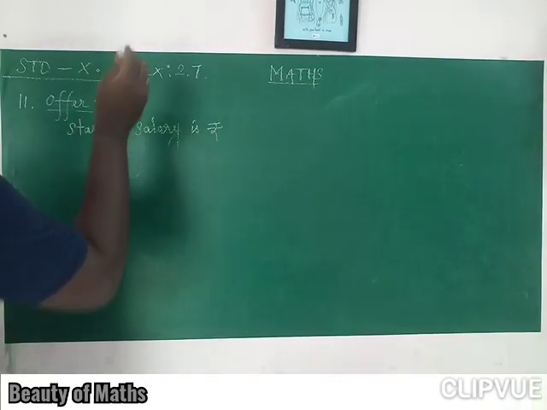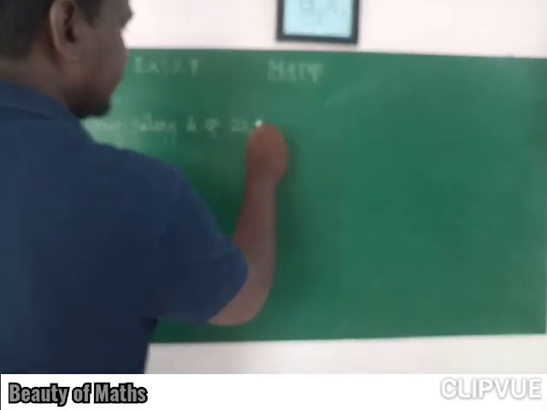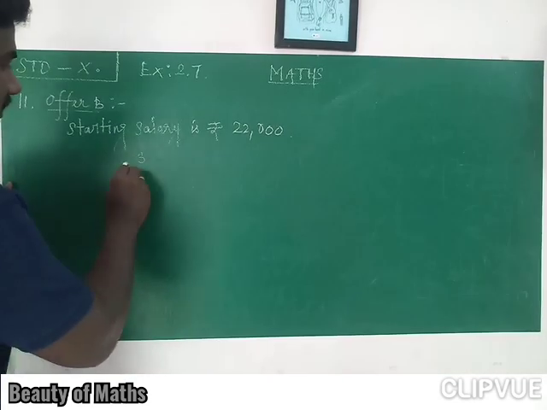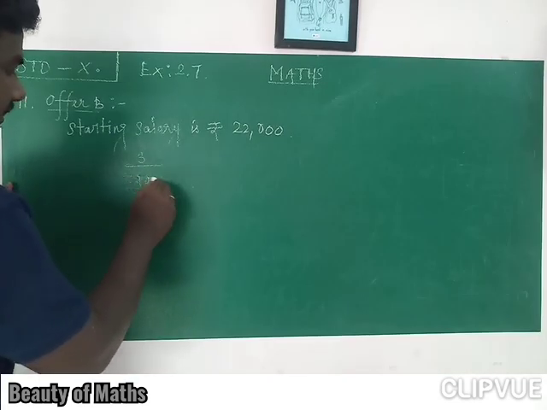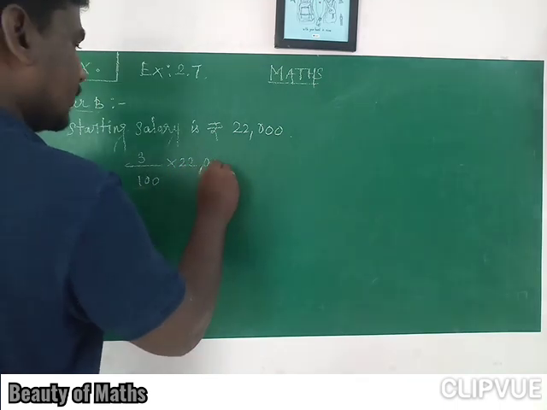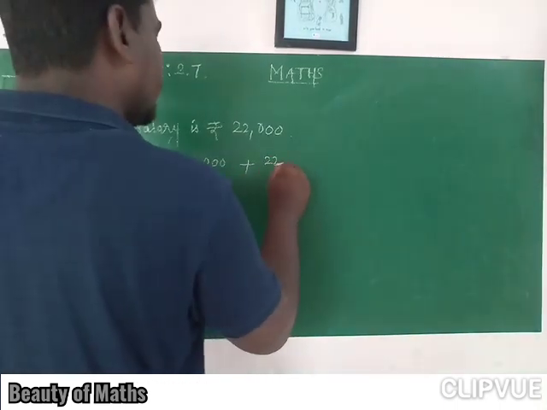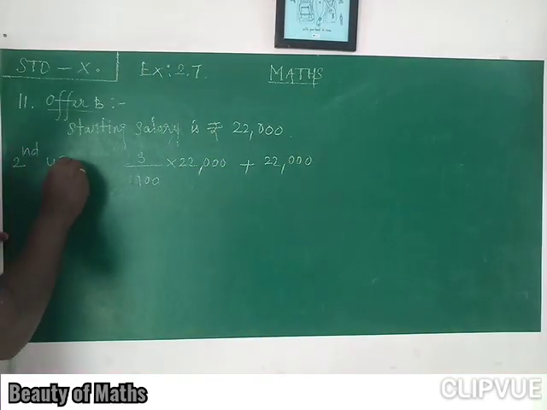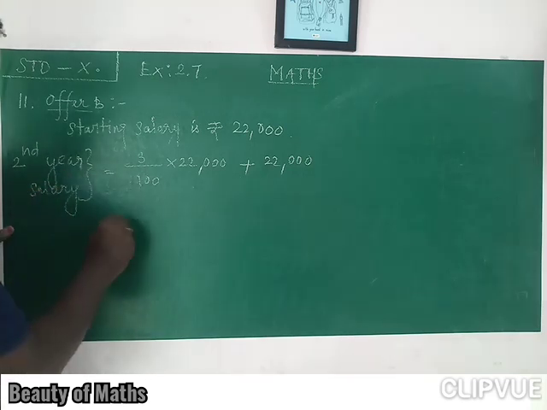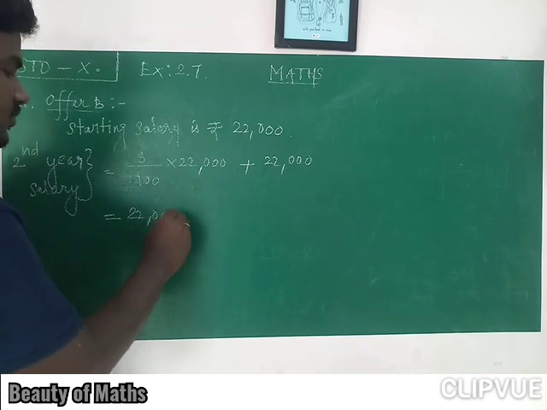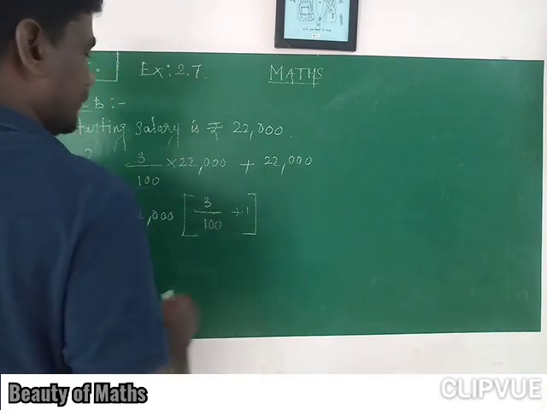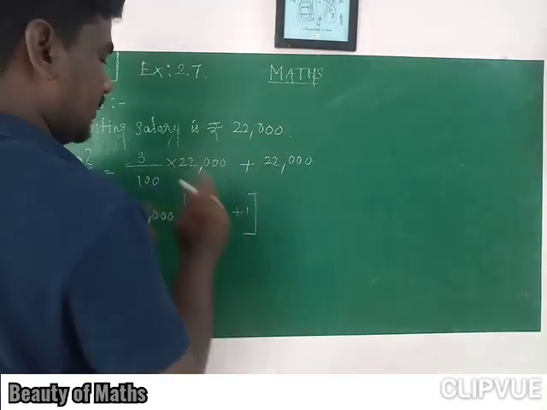Offer B. His starting salary is 22,000, but the annual increment is 3%. So 3% of this amount, how should we calculate? 3 by 100 into 22,000 plus 22,000. What is it? It is the second year salary. If you take 22,000 out, we get 3 by 100 plus 1.